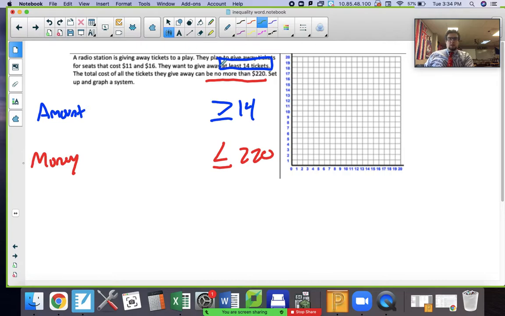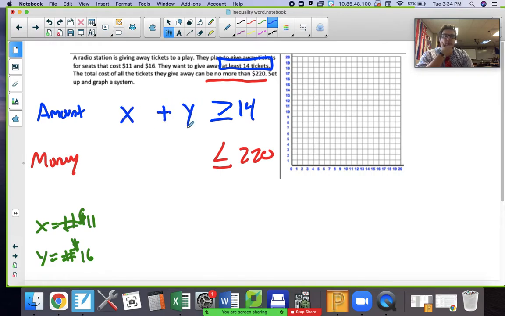So let's get our 2 variables defined. X is going to be the number of $11 tickets, and Y is going to be the number of $16 tickets. So the top one, since it's just the amount of tickets plus the amount of tickets is going to be the amount. So this top one: the amount, the amount, the amount. The units go all the way across and they fit perfectly together. Okay, that's our amount problem.